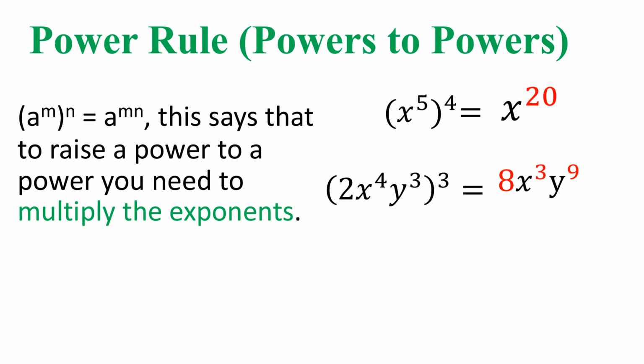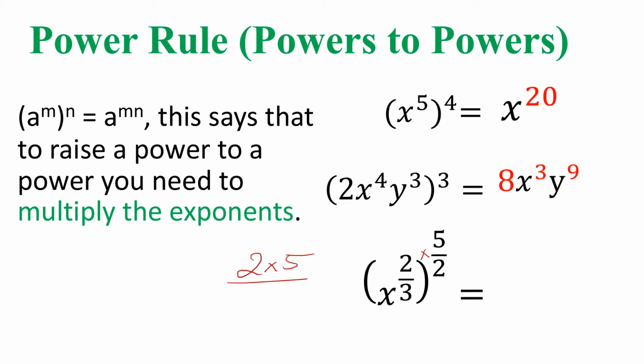Last, let us take a look at one that has a fraction. Suppose you have x to the power of 2/3 raised to the power of 5/2. Here, you're going to multiply the exponents, so you're going to have 2 times 5 over 3 times 2. The 2 and the 2 can be canceled out, so we're going to have 5 over 3. So x to the power of 5/3.